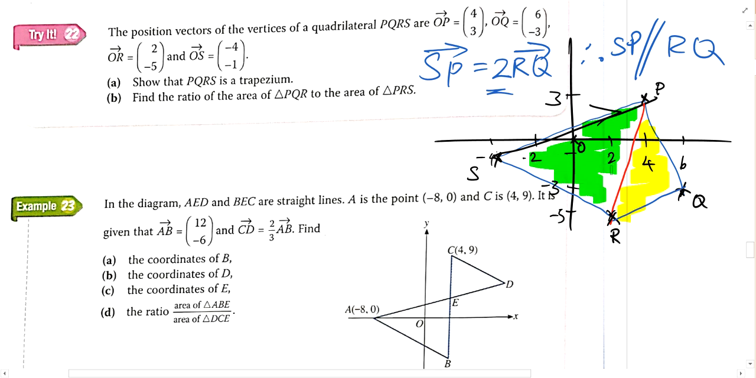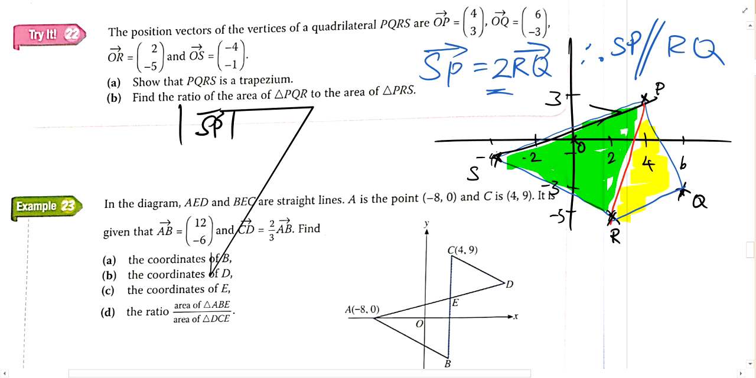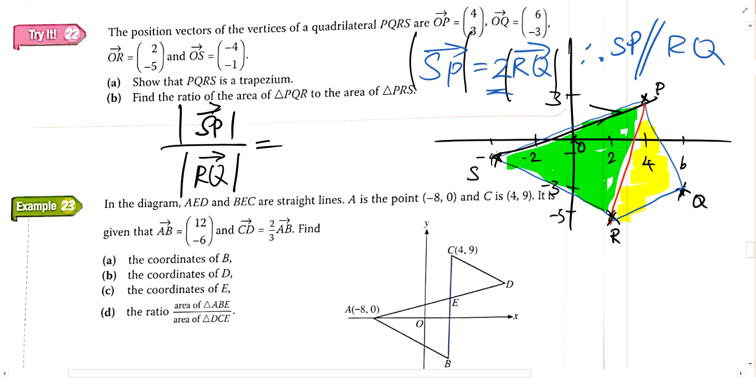What is the ratio? Then I give another clue. You are supposed to make use of this information. So I will do it this way. SP, the magnitude of SP divided by the magnitude of RQ equals to, so I put it over here this way, equals to 1 over 2.